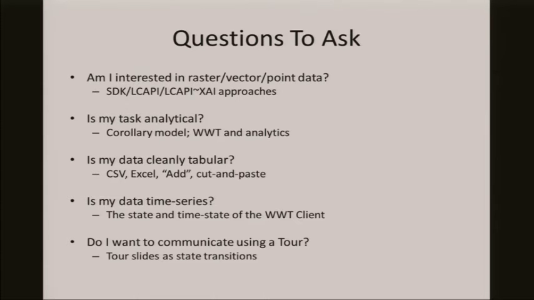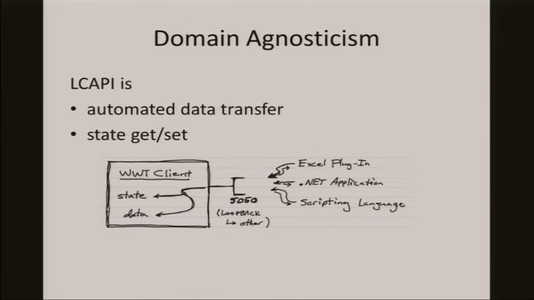And then lastly, do I want to communicate using a tour? And you can think of these tour slides as states of the Worldwide Telescope client with transitions built in between them. So one state is I'm standing over here, and I'm looking this way. And another state is I'm standing over here, and I'm looking that way. And that could be a single slide transition. And then I can copy that endpoint slide into a new slide and then continue on from there. Okay.